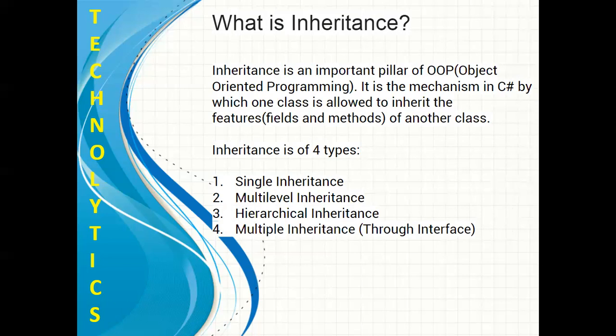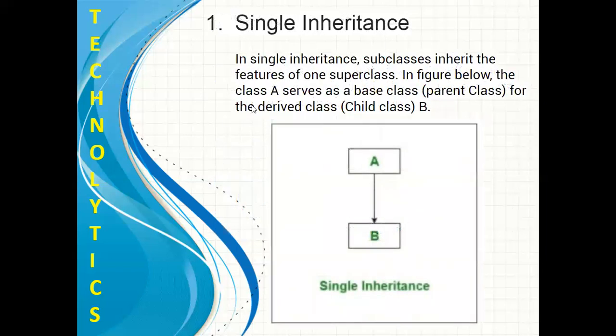Inheritance is of four types. Number one, single inheritance. Number two, multi-level inheritance. Number three, hierarchical inheritance. And number four, multiple inheritance. Actually, it is not a part of inheritance using class but using interface. Let's understand all these types one by one.